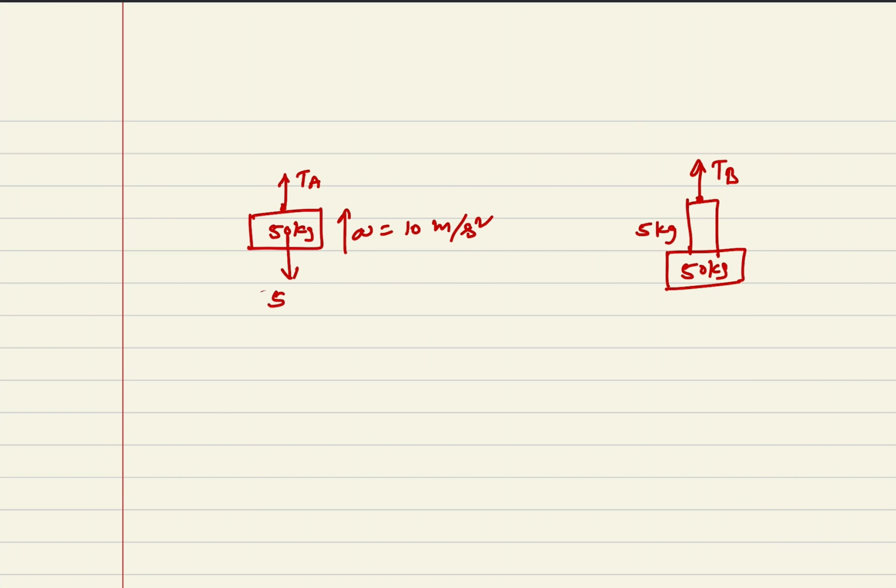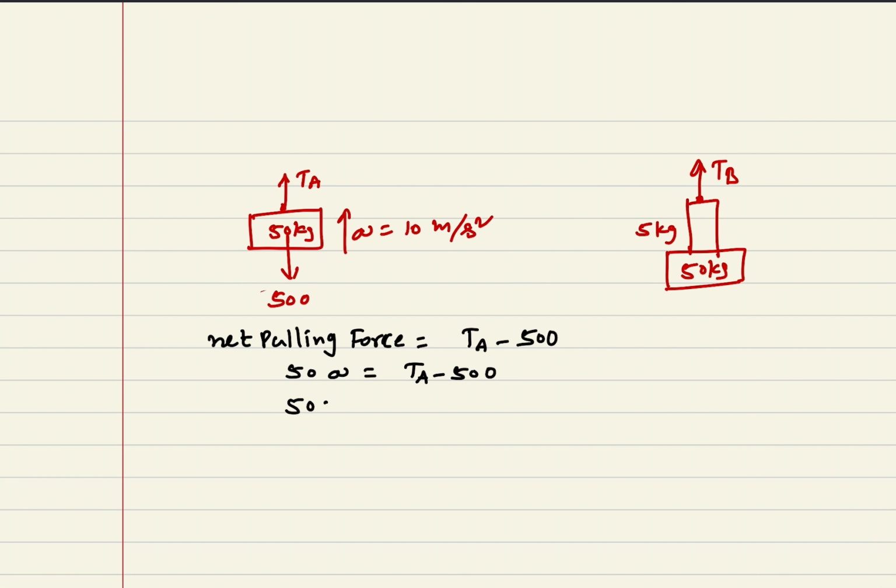Now you can see a downward force is also acting. 500 Newton is acting. We can see the net pulling force is TA minus 500, upward force minus downward force. That value is equal to mass into acceleration, which is 50 into a. So 50 into a is equal to TA minus 500.